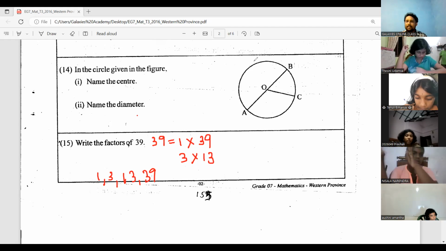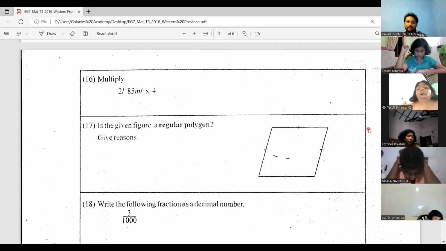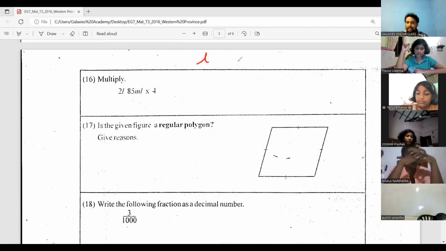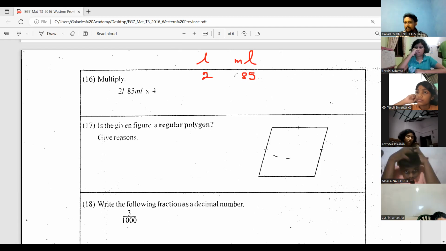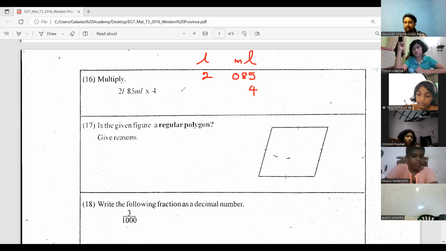Another 5 questions remaining for the first part. Right. Then look at the next one. Multiply the volume given, 2 liters 85 milliliters, multiply by 4. How can you do this one? Liters, milliliters, given 2 liters and 85 milliliters. I can write the milliliter as 085. It is easy for you. Multiply by 4.